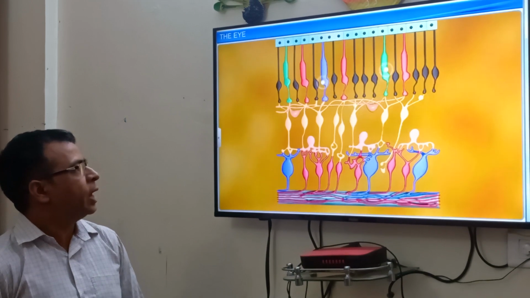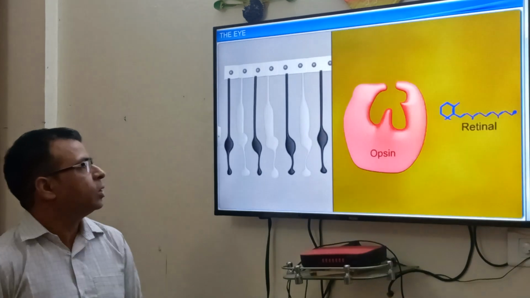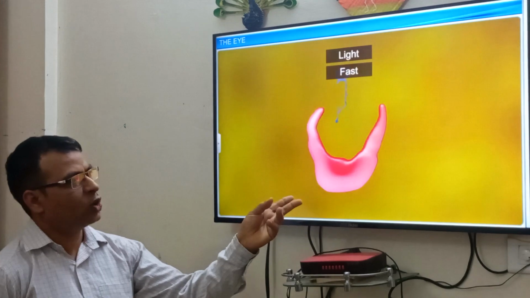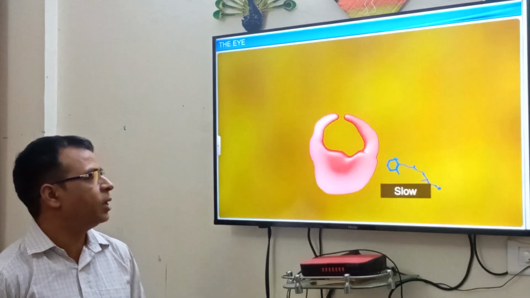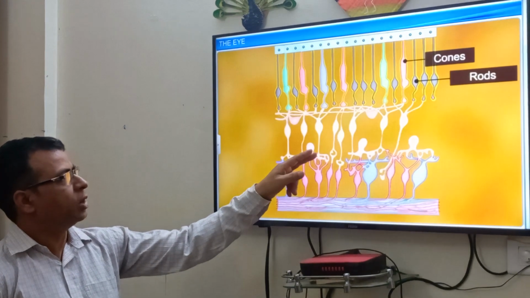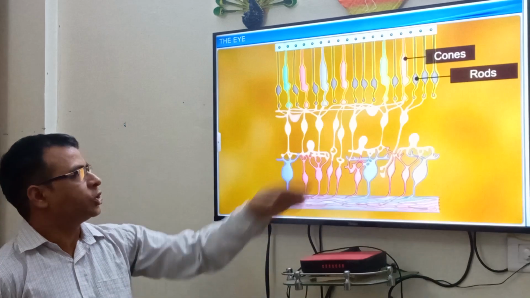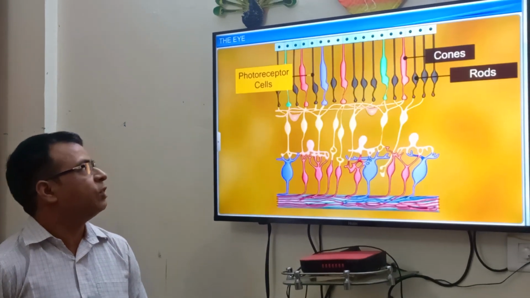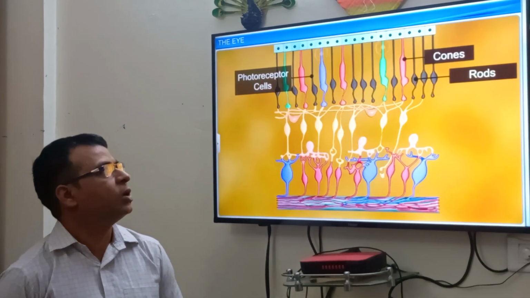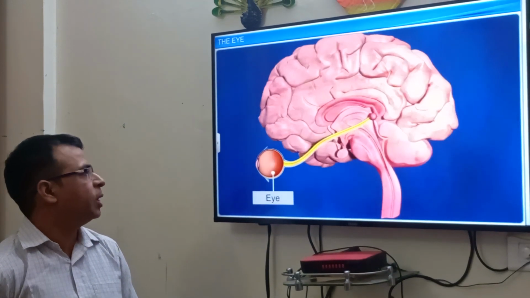So there are different types of photoreceptor cells. They have opsin and retinal, two components. Opsin is a protein and retinal is a derivative of vitamin A. When light comes, it is deviated, and the cones and rods in these structures decide the vision. These are photoreceptors, and cones decide daylight vision and color vision, and rods decide dim light vision.